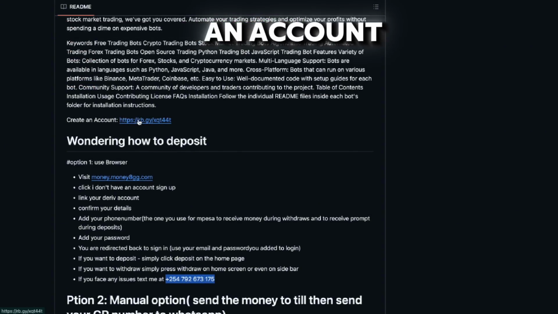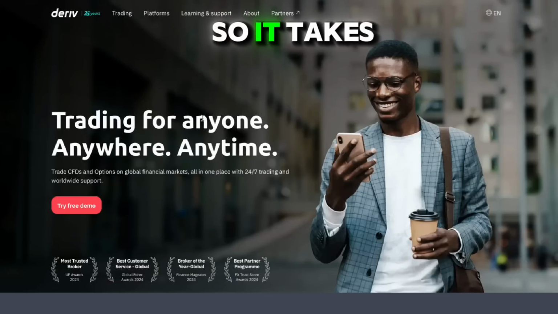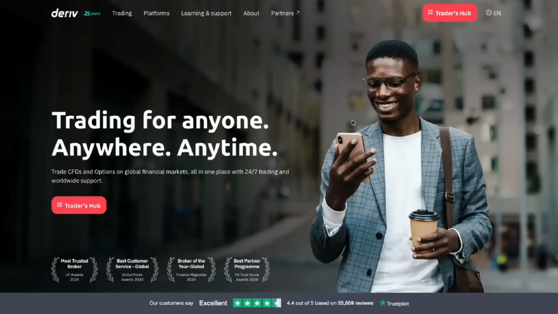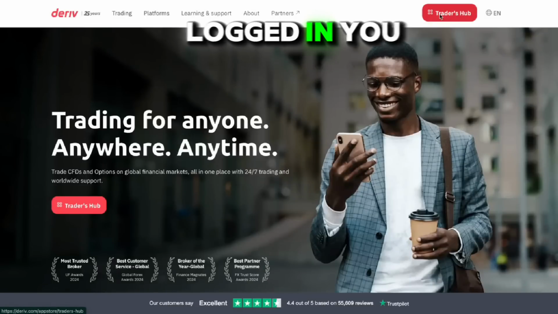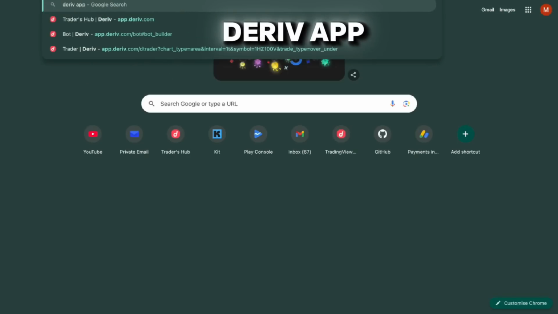So let's create an account. That's the first thing you do as a beginner. So you just need to click that link. Let's see where it leads us. So it takes us to Deriv. On Deriv, I think the reason you can see this here is because I'm logged in. You should not see Traders Hub here. So let me just go to Deriv app.